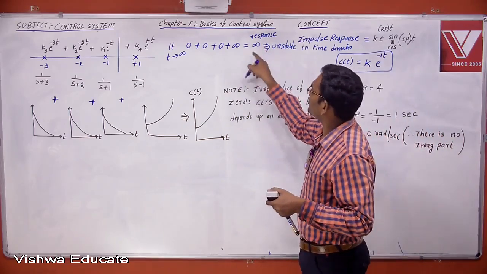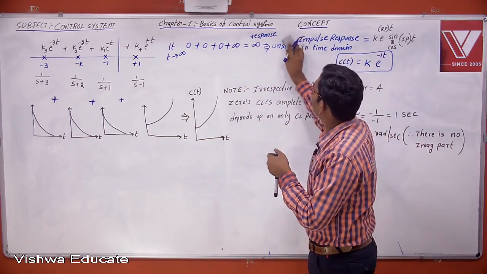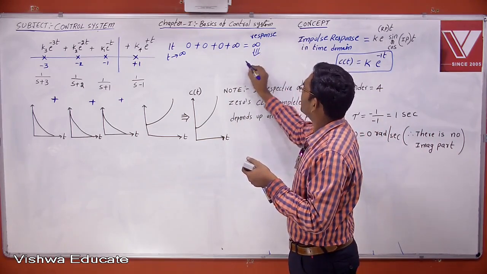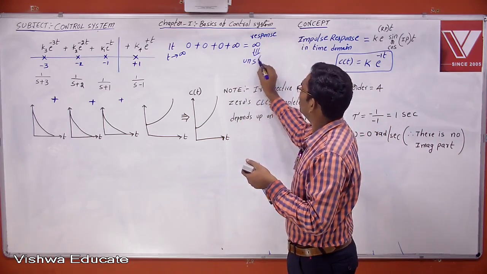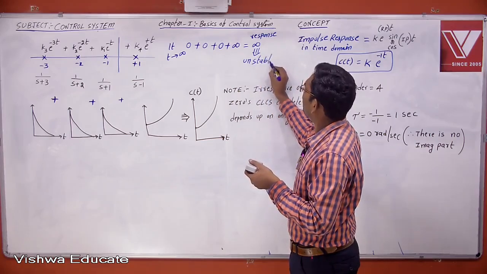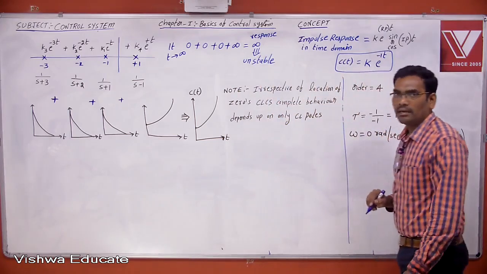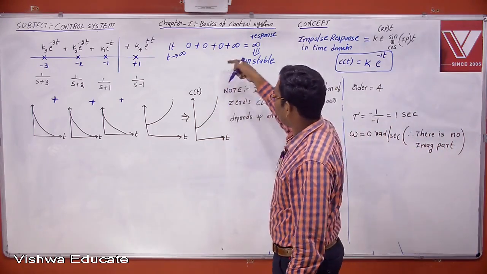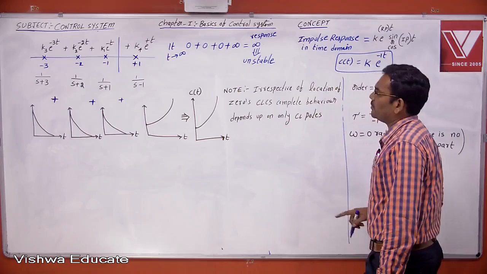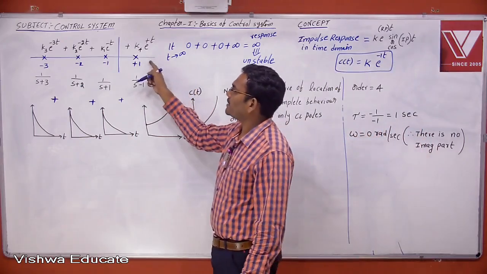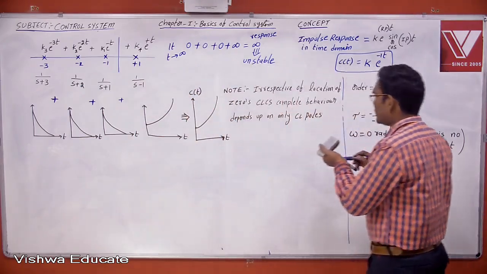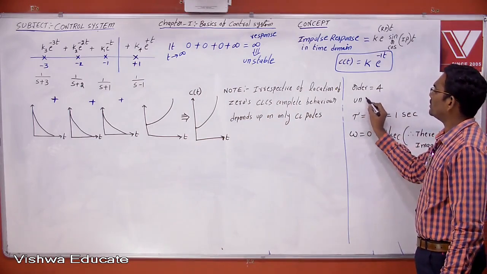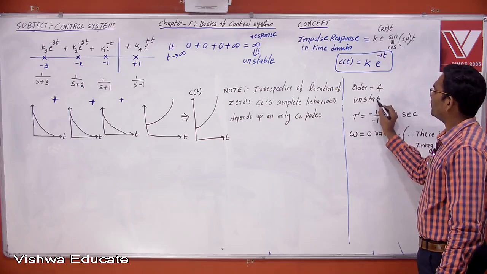The response is infinite. Then the system is nothing but unstable. Now see here, what I'm saying is the response is exponentially increasing. If any one pole is on the right hand side of S plane, the system is unstable. Therefore, 4 poles, order equal to 4. System is unstable.